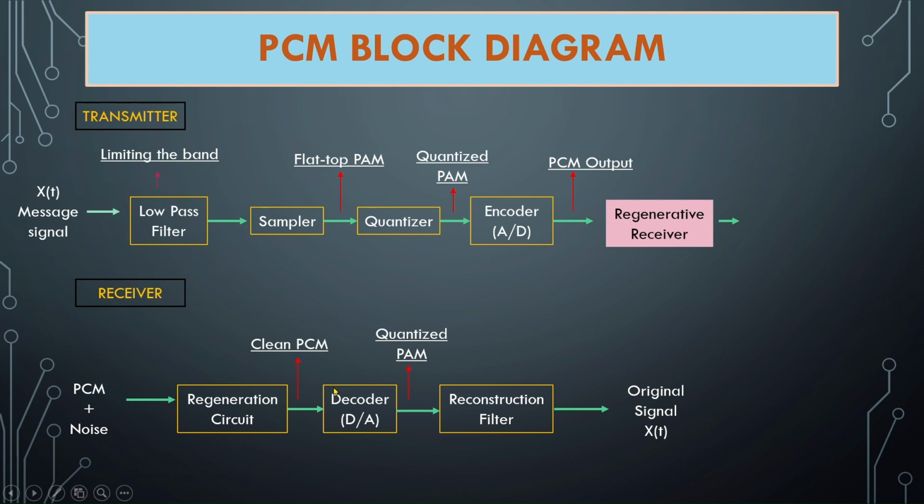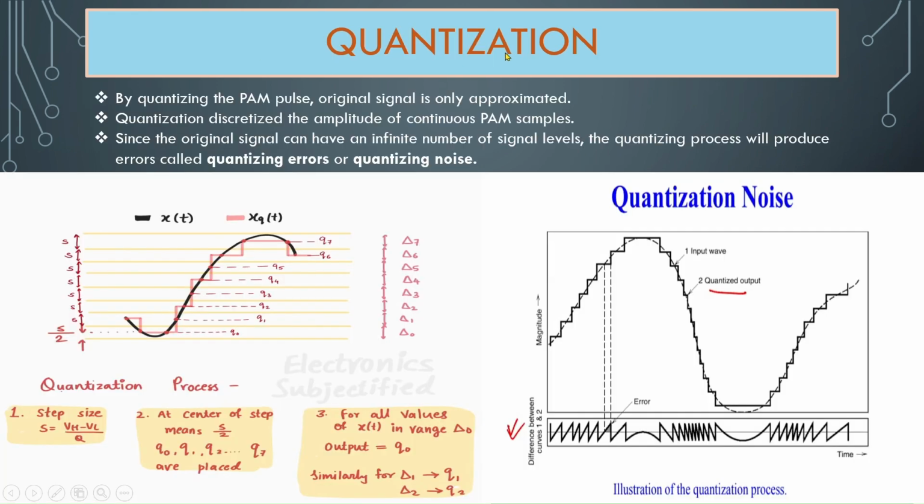Now to convert the digital signal into analog signal, we use a decoder and get the quantized PAM or pulse amplitude modulation analog signal. Finally, to get the original signal, a reconstruction filter is used there, and we get the original signal x(t), which could be a voice message or an image or anything.